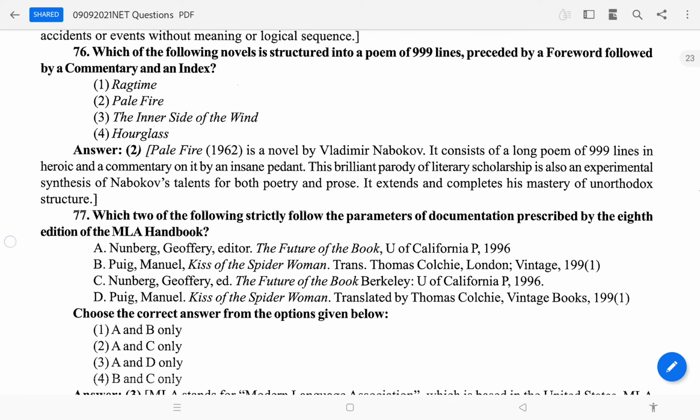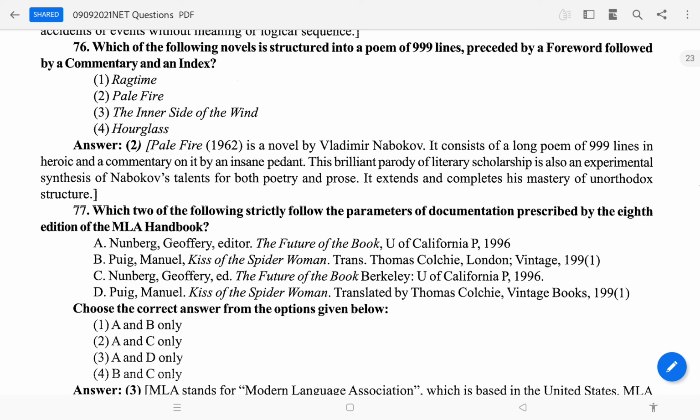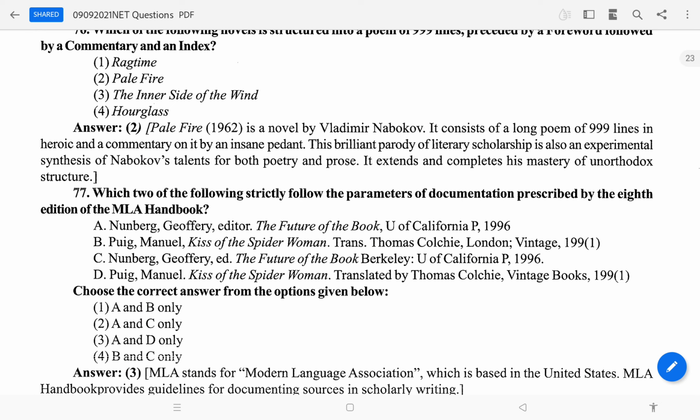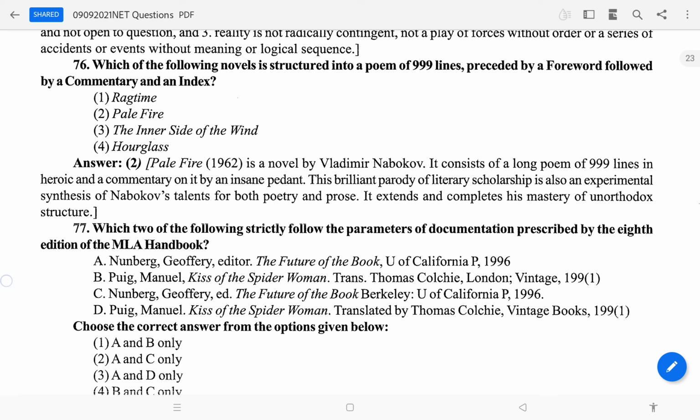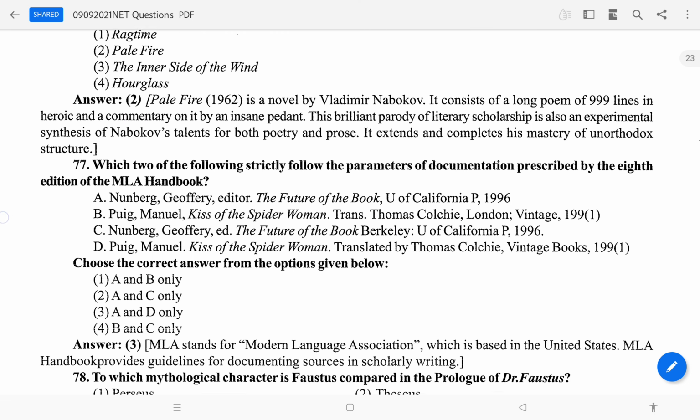Pale Fire, 1962, is a novel by Vladimir Nabokov. It consists of a long poem of 999 lines in heroic couplets and a commentary on it by an insane pedant. This brilliant parody of literary scholarship is also an experimental synthesis of Nabokov's talent for both poetry and prose. It extends and completes his mastery of unorthodox structure. So, Pale Fire is a poem of 999 lines. Let's see the next question.